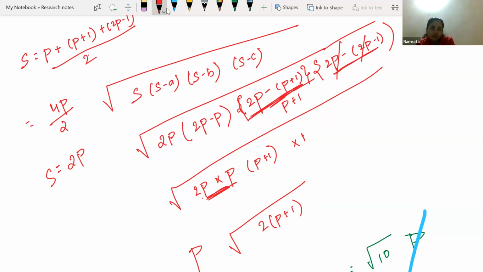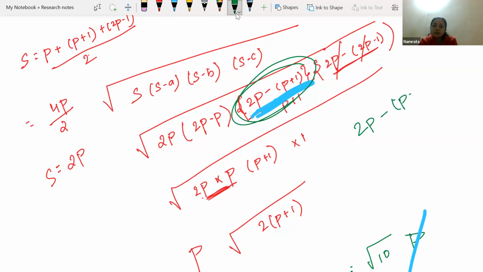Okay, here we are having, can you see this one? 2p minus (p plus 1) is inside the bracket. If we open the bracket, it will be minus p minus 1. Are you getting it? I'm talking about this part. If we simplify it, it will be 2p minus p minus 1. Are you getting it?